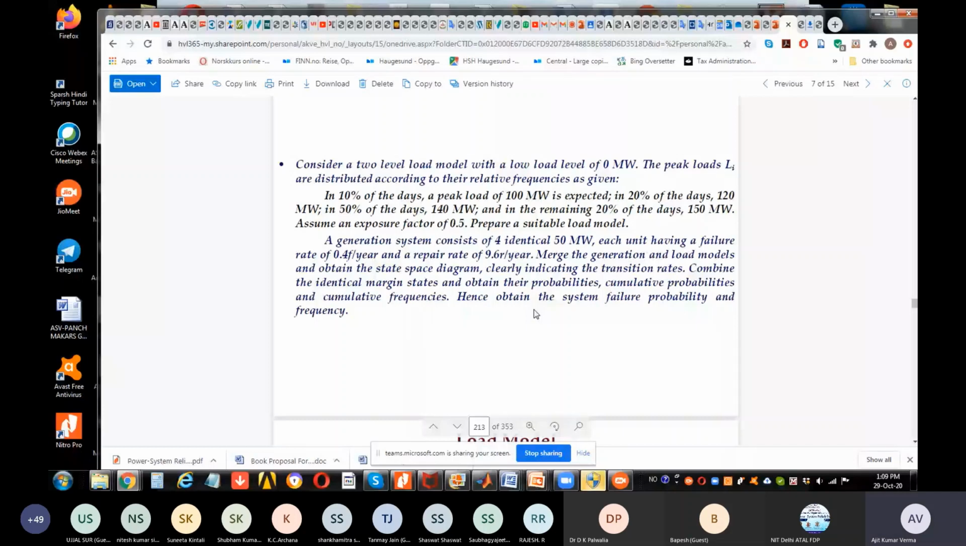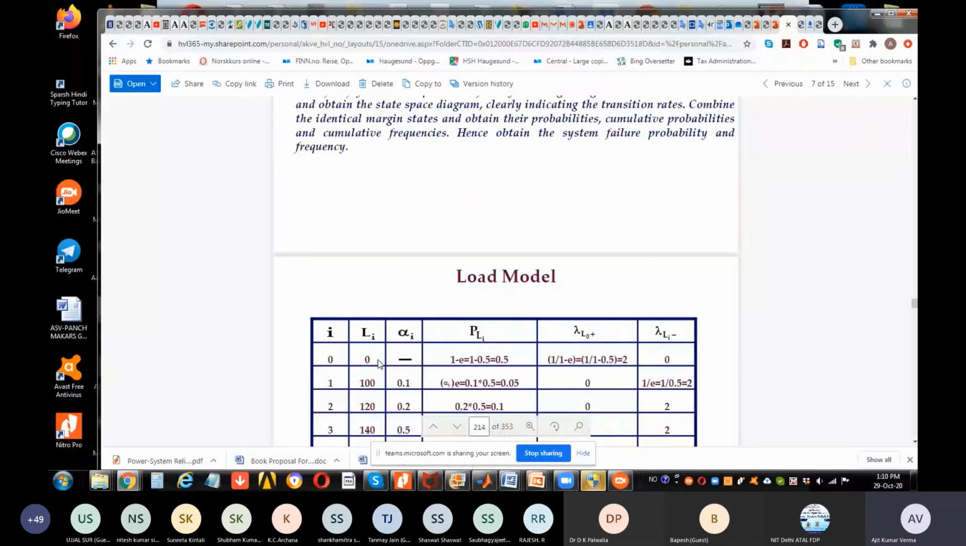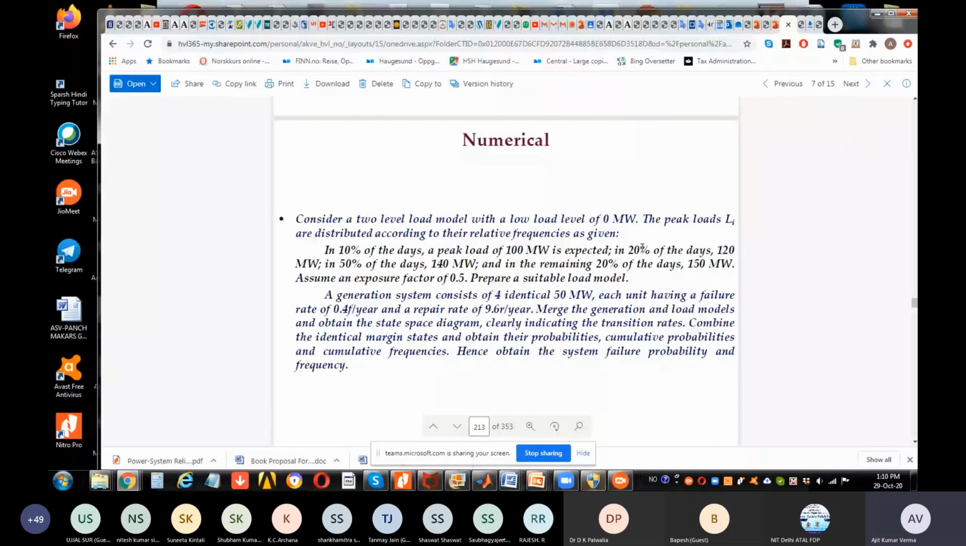So let's go to the load model first. We have seen that the load is 100, 120, 140, 150. So what is the percentage of time? 10%, 20%, 50%, 20%. That's alpha.